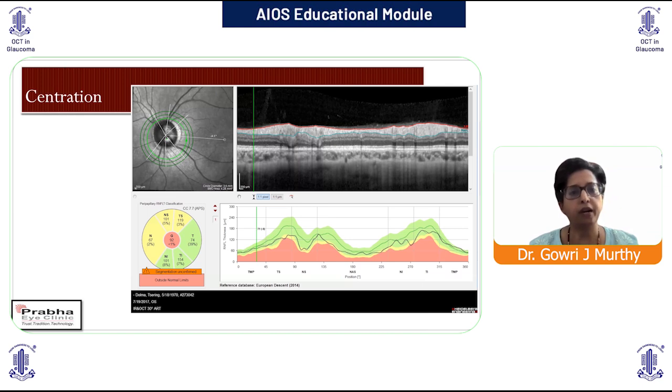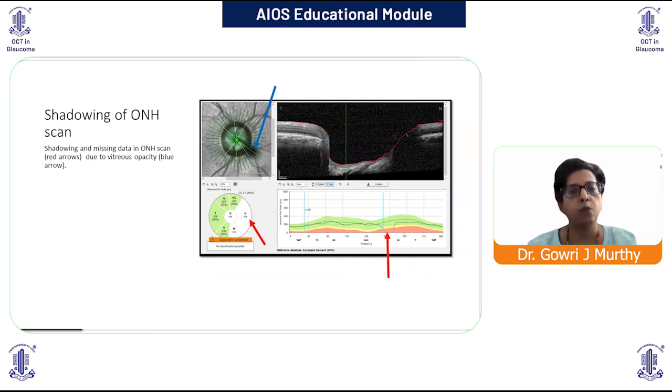Centration is another important aspect. Spectralis OCT scans are considered decentered when the center of the optic nerve head is more than approximately 10% off the center of the peripapillary circular scan. As you can see in this example, this scan is grossly decentered, and these values cannot be taken at face value.